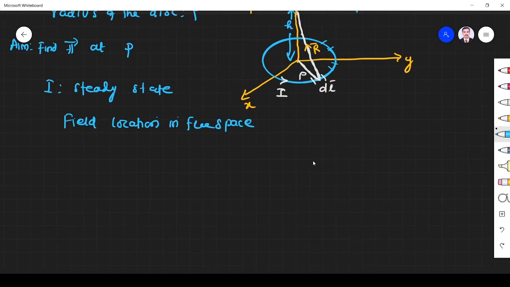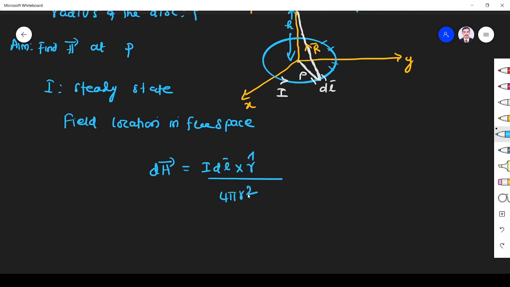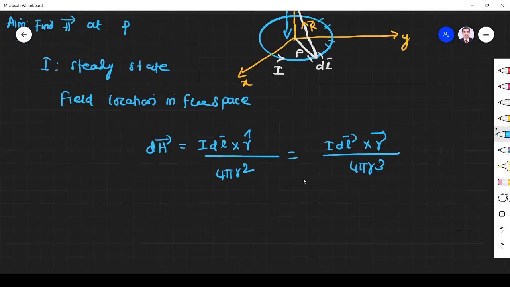We know the magnetic field intensity at any point is given by Biot-Savart law. This is one of the applications of Biot-Savart law. If they ask any 16-mark question, you can write this. So, finding the magnetic field at any point on the axis: as per the Biot-Savart law, dH is equal to Idl cross r cap divided by 4 pi r square. This we can write as Idl cross r vector divided by 4 pi r cube, because the unit vector r cap is r vector divided by r. That's why it is 4 pi r cube.